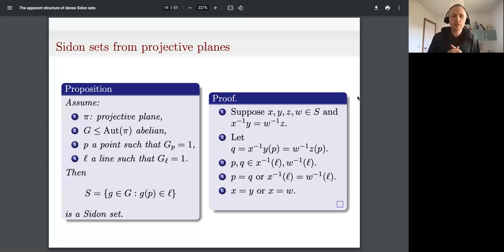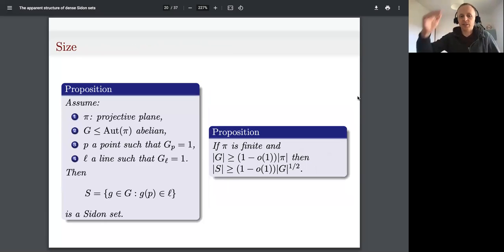So the other thing that we need to think about is, okay, so it's a Sidon set. It's not difficult to construct Sidon sets if you don't care about their size. So what we should also think about is how big is the set S? I won't go through any details for you, but it's easy to check that if your group G is large, if you have a large abelian subgroup of the automorphism group, and by large, I mean it has size 1 minus little o 1 times the number of points, then the Sidon set S is also a dense Sidon set.